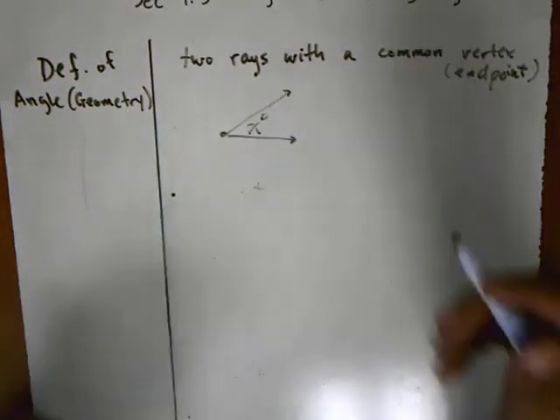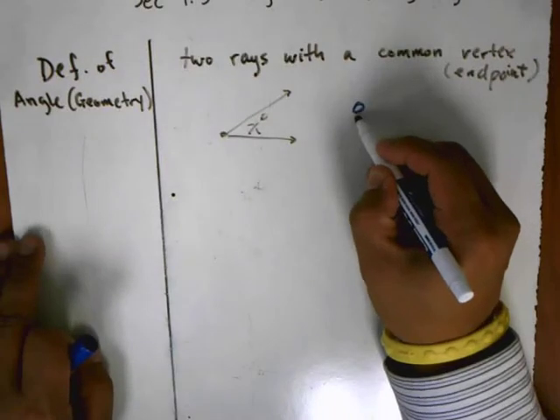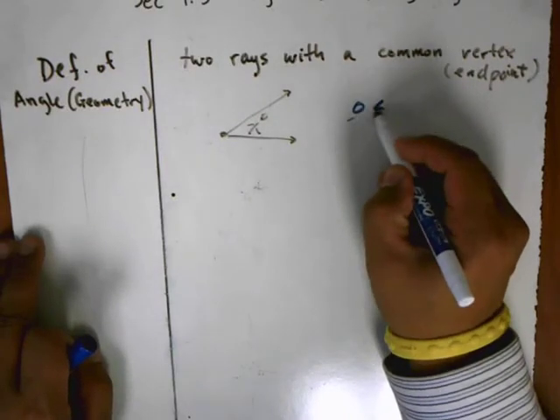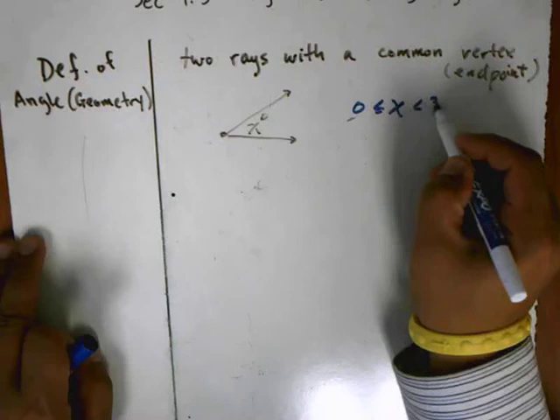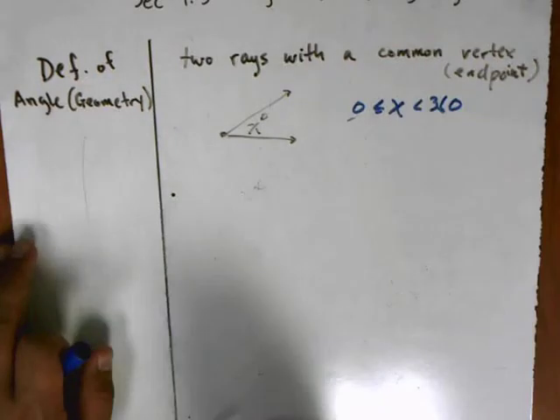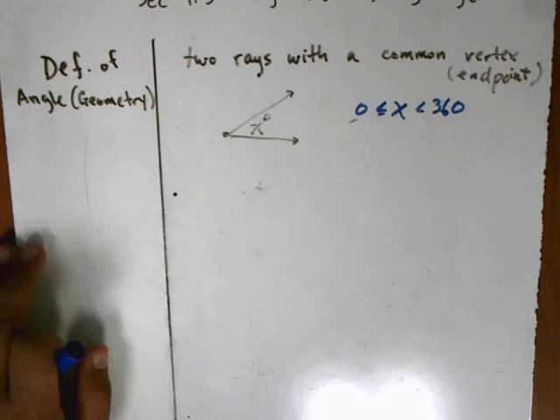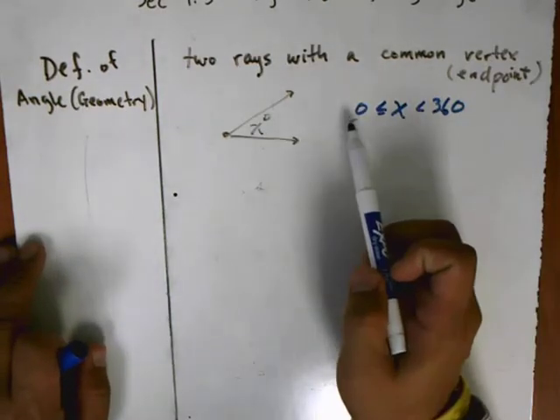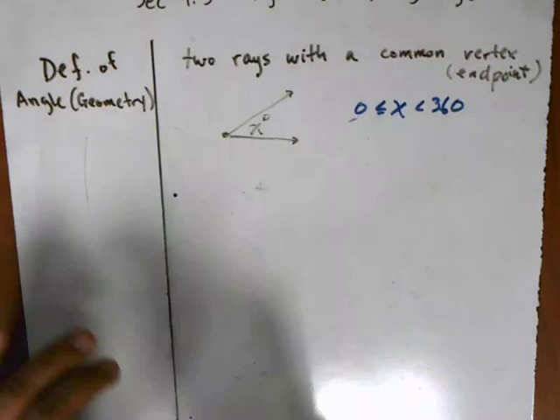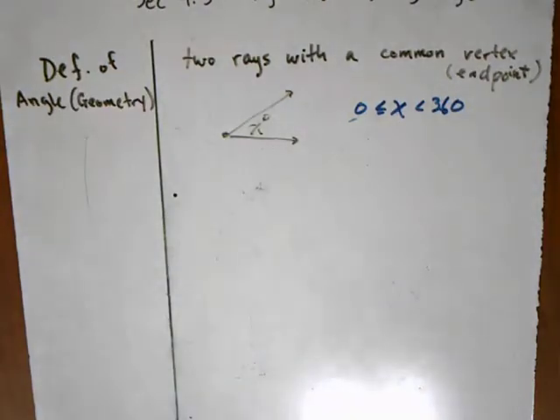And what we learned from geometry is that x is somewhere between 0 and 360 degrees. It's probably more common for x to be between 0 and 180. But this is also true in geometry, that x can't be a negative number, x can't be over 360 degrees.